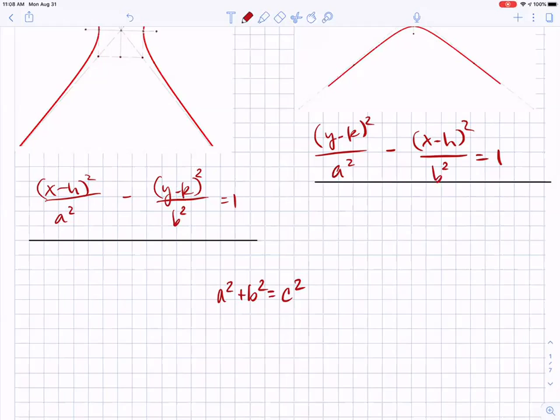What are my two axes called for the hyperbolas? Yeah, the transverse axis and the conjugate axis. We don't have a major and a minor anymore because one is not necessarily longer than the other. Transverse axis might be longer than the conjugate axis, but it might not be.